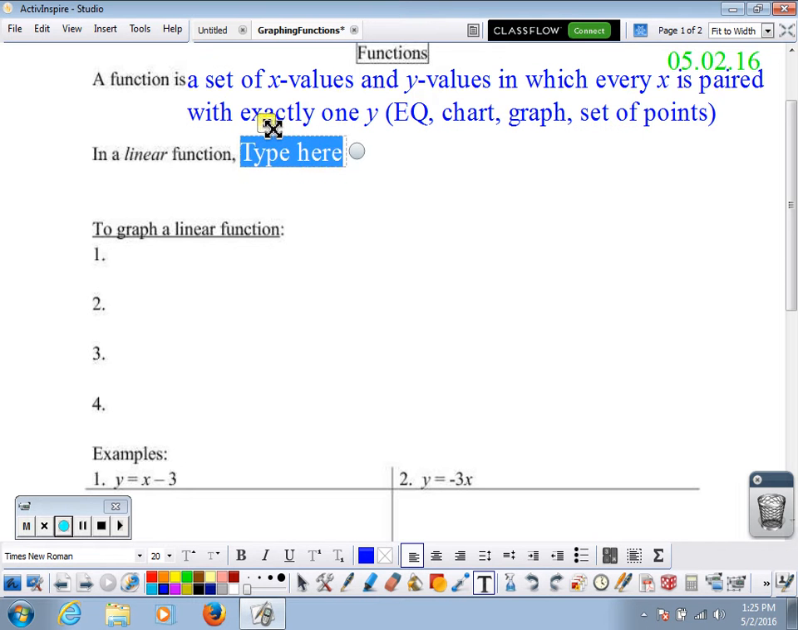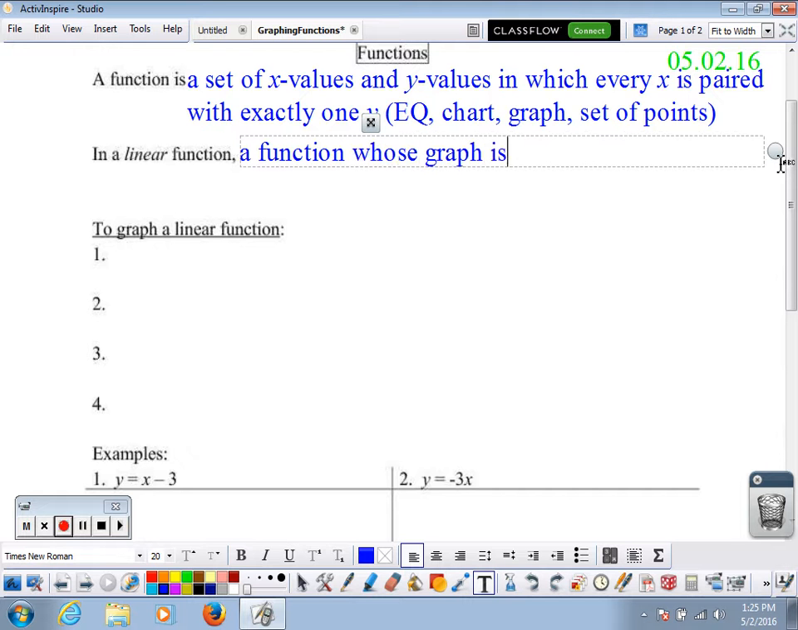Okay, now, a linear function. What word do you see inside of linear that might indicate what it means? Chase? Line. Okay, the word line indicates what linear means. Okay, a linear function is a function, so it's a set of x and y values in which every x is paired with exactly one y. And in this function, the graph is a straight line.